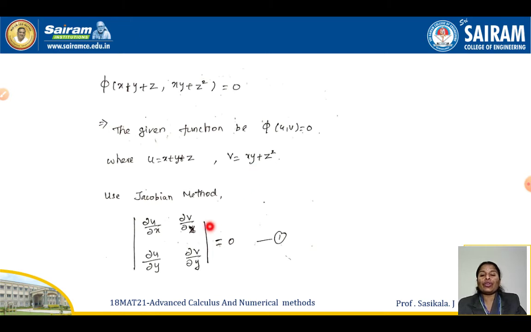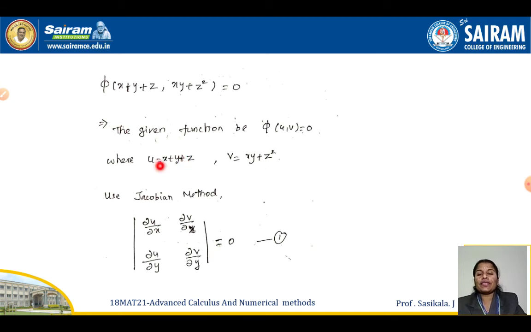So I am going to use the Jacobian method. You can use the chain rule also, it is available in the book. But the Jacobian, which I have already learned in the first semester, is very easy. That's why I have chosen the Jacobian method. So what is that? The determinant of dou u by dou x, dou v by dou x, then dou u by dou y, dou v by dou y, with respect to x for u, v, and with respect to y for u, v, equal to 0. So just find u and v.